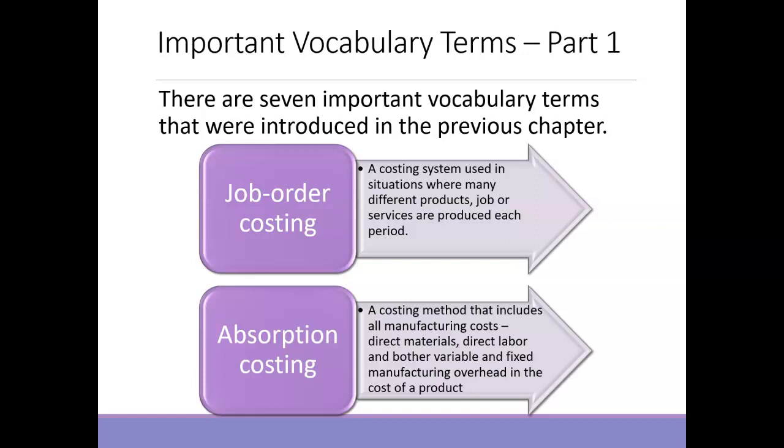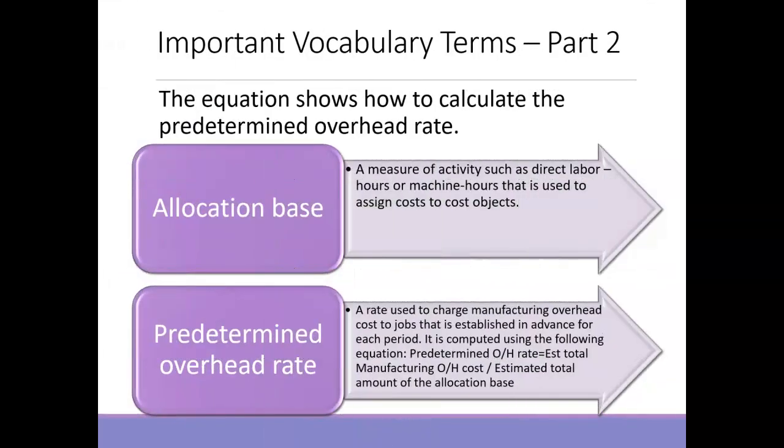So job order costing, we are aware of from last week, is a costing system used in situations where many different products or jobs or services get produced at the same time period, the same time span. Absorption costing is a costing method that includes all manufacturing costs, direct materials, direct labor, and both variable and fixed manufacturing overhead in the cost of a product. So job order costing, there's absorption costing.